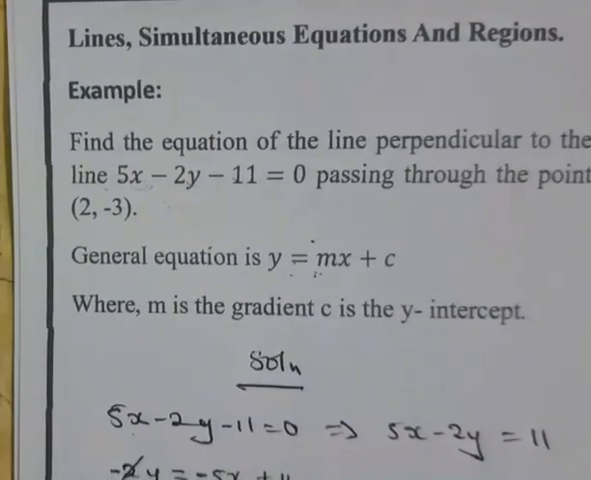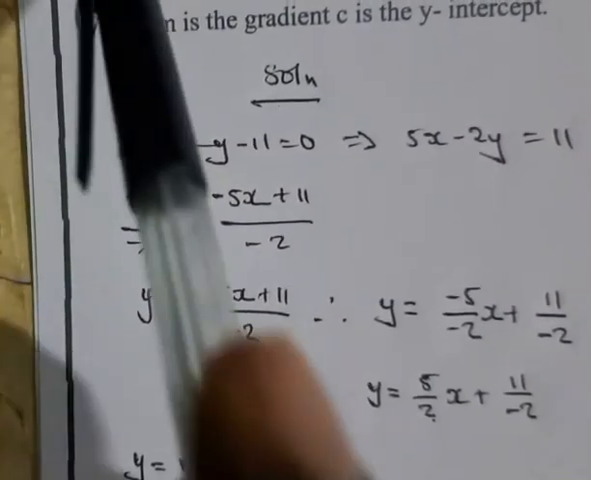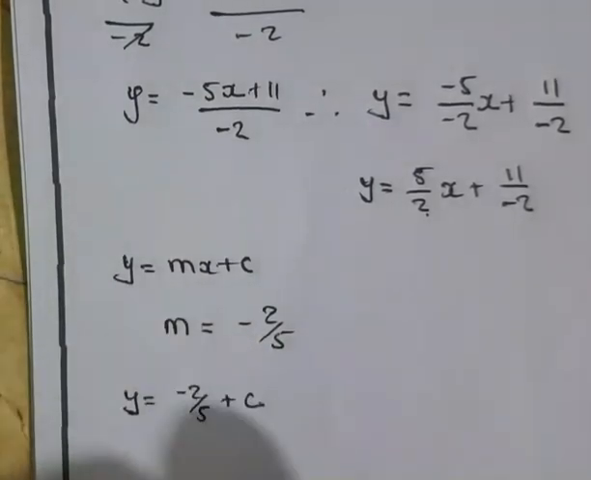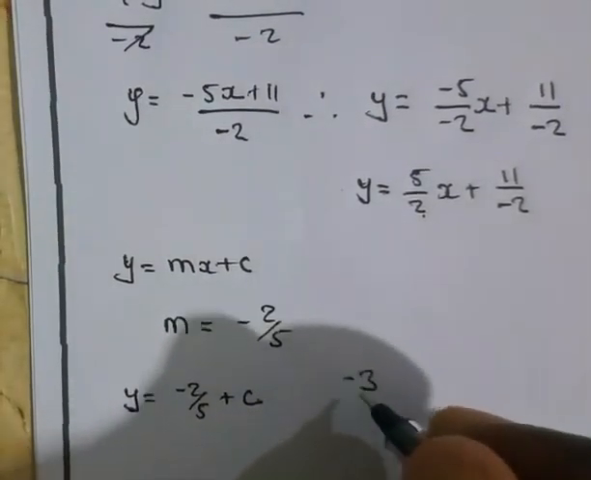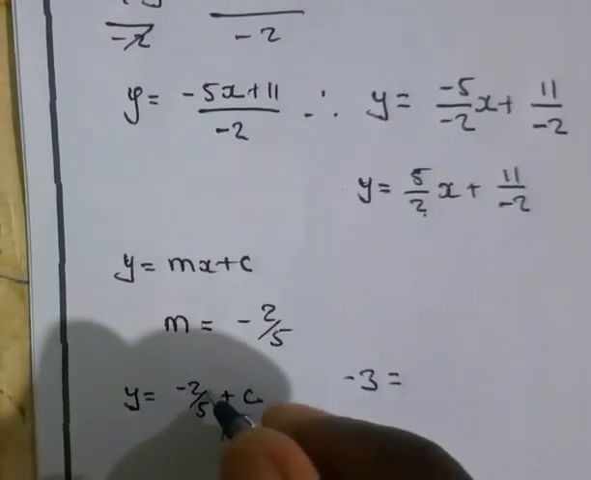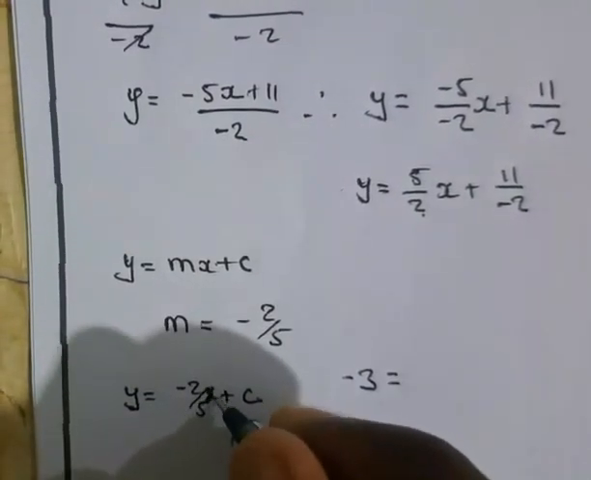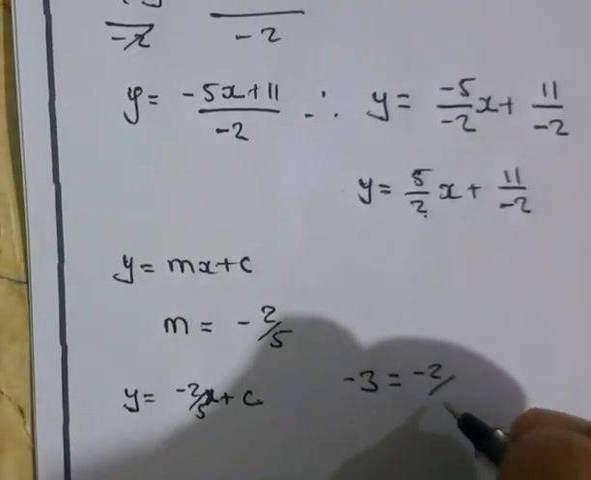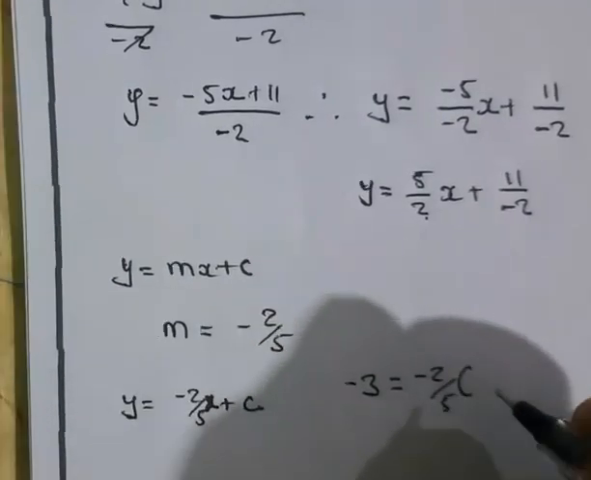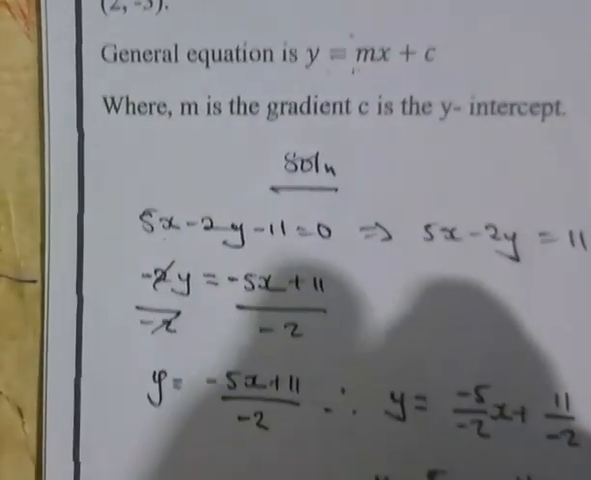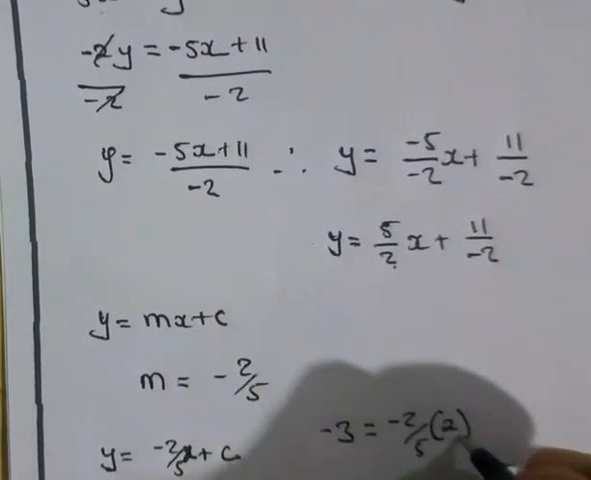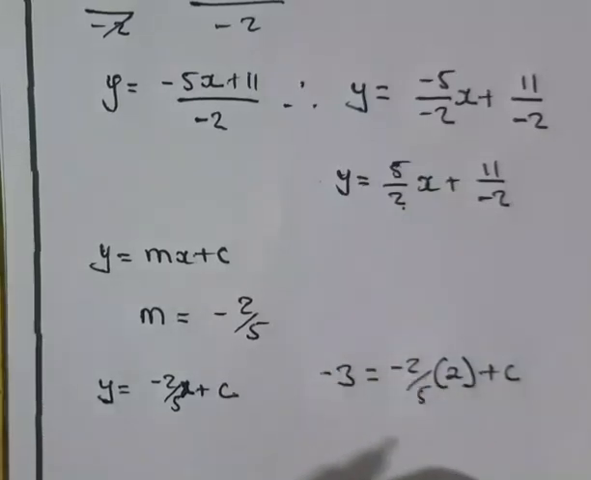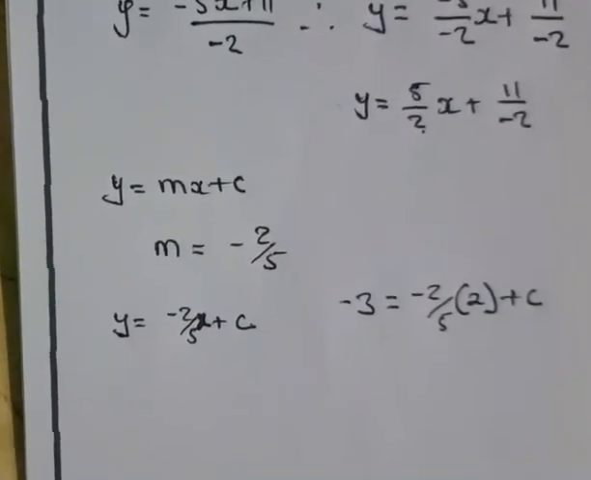So let us go ahead and substitute these values in this equation. Where there is y, we're going to put negative 3, is equal to negative 2 over 5 times x, and where there's x, we're going to put 2, then plus c. Remember, the reason why we're doing all of this is because we want to find the value for c.